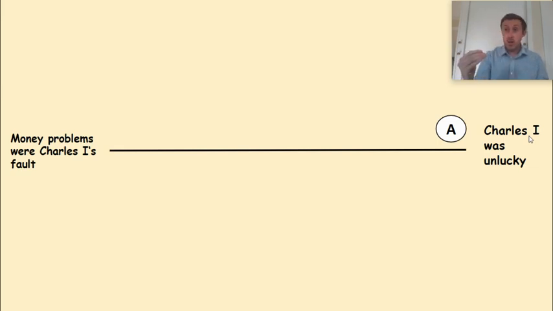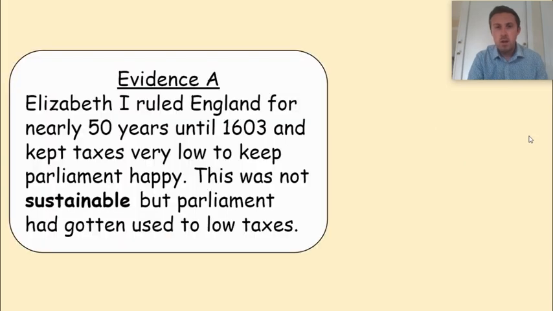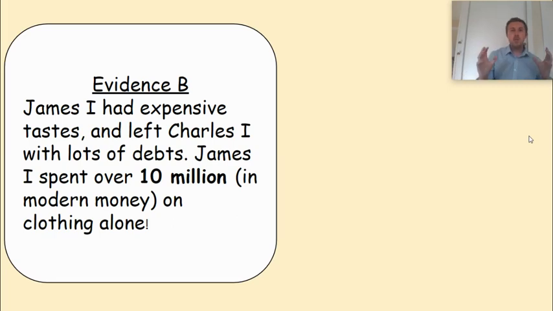Okay? And so what you need to do now, as I go through each piece of evidence, is just write the letter on the scale of whether you think it was Charles I's fault or whether he was unlucky. Are we ready to go? Yes, here we go. Evidence B. James I had expensive tastes and left Charles I with lots of debts. James I spent over 10 million in modern money on clothing alone. So just spend a moment, decide where that goes on your scale, and put the letter B.